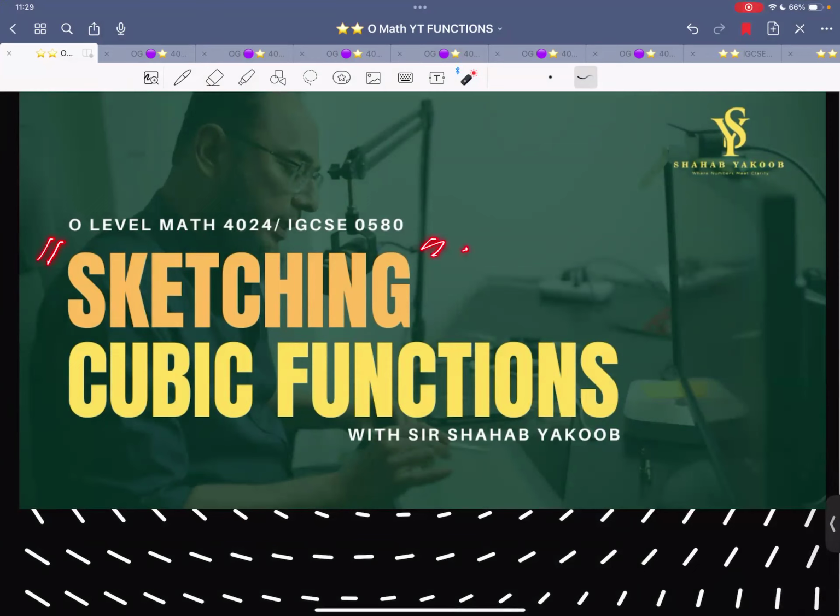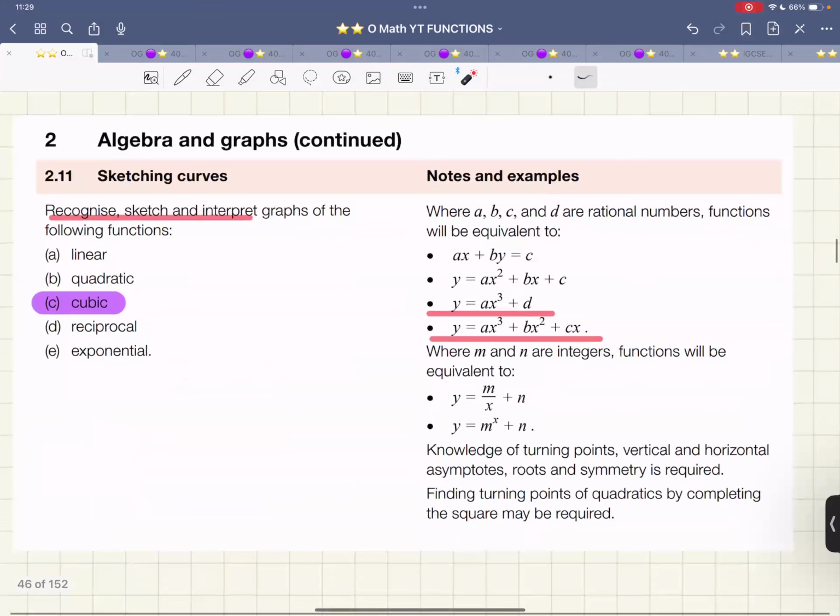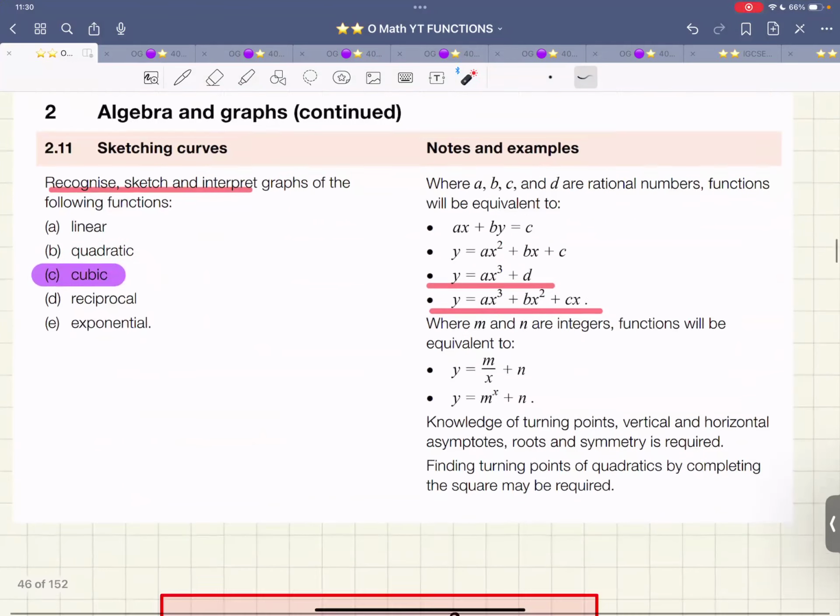In today's video, we'll be focusing on sketching cubic functions. So let's look at the syllabus. The syllabus states that we should be recognizing, sketching, and interpreting graphs of the following types of function. Linear is done, quadratic is done, reciprocal is done, exponential is done, and now we are focusing on cubic.